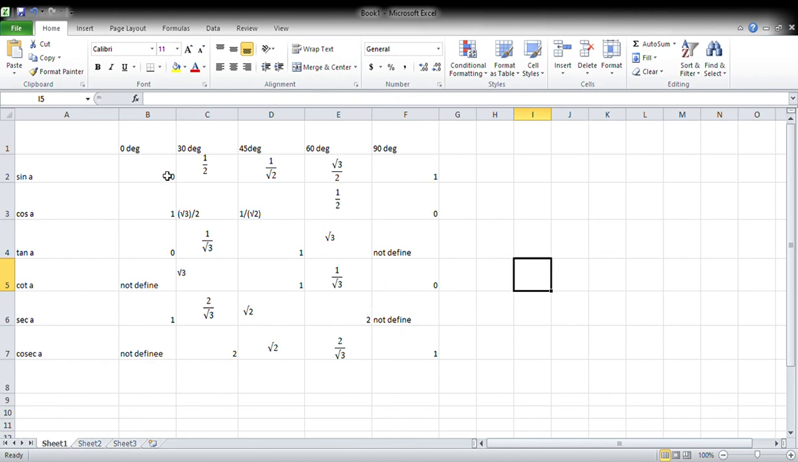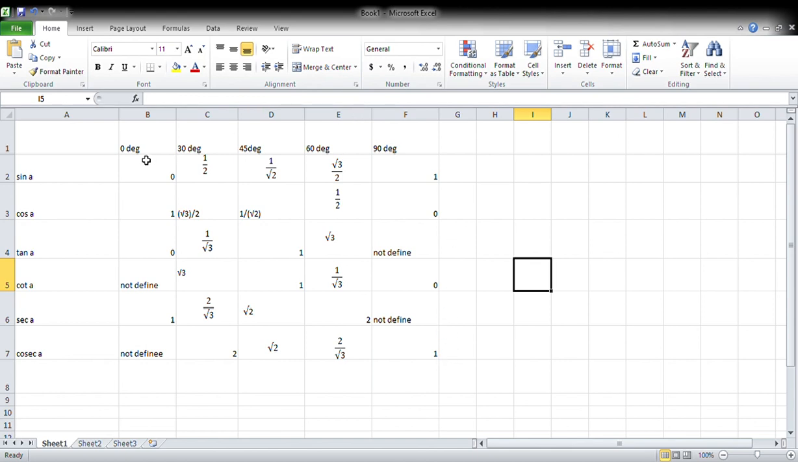And cosec is the opposite of sine. 1 by 0, not defined. Opposite of half is 2. Opposite of 1 by root 2 is root 2 only. Opposite of root 3 by 2 is 2 by root 3. Opposite of 1 is 1. Simple thing.